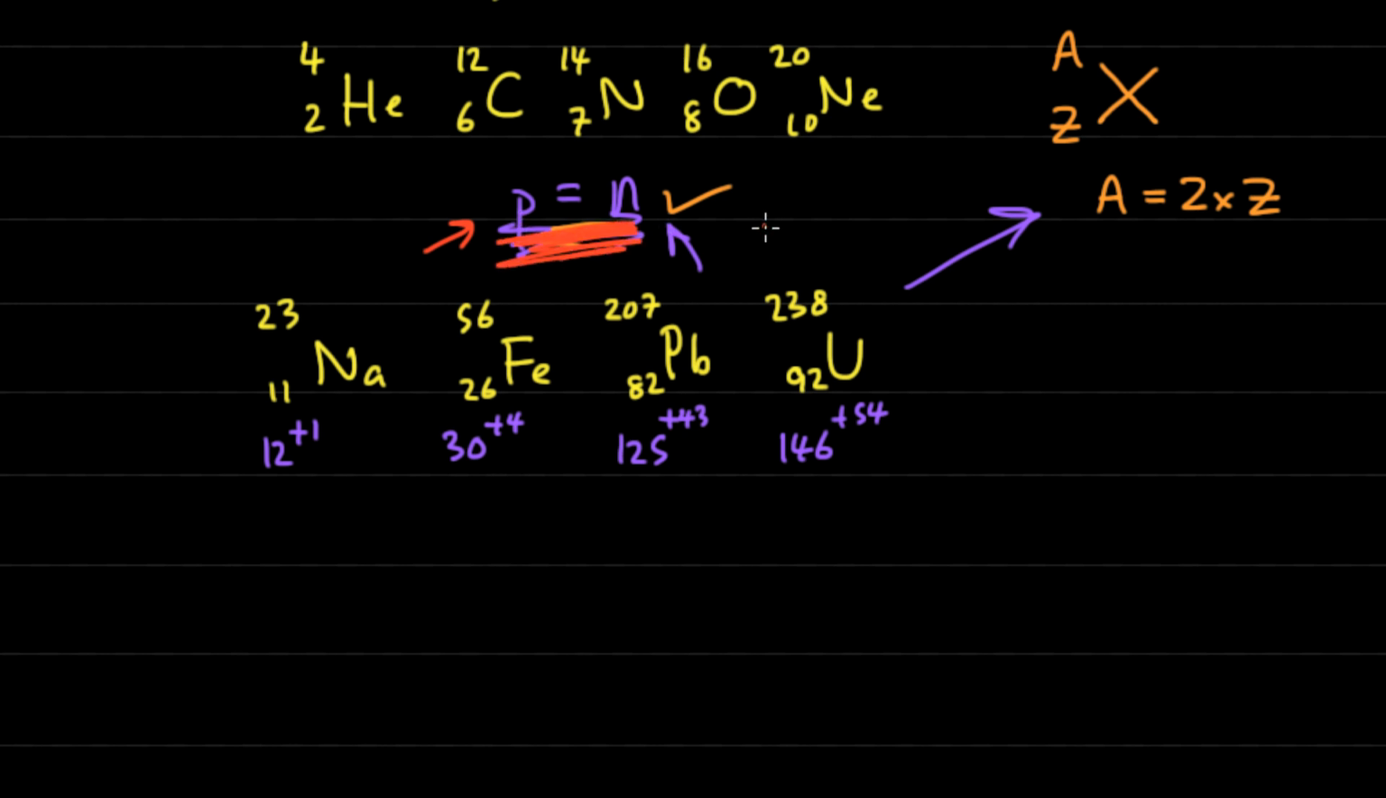Just a couple more things to say before we wrap this one up. Obviously, what we're finding out as we go further and further along here is that the A number is no longer equal to 2 times the Z number. In fact, it's getting significantly greater than 2 times the Z number. That's the first thing we need to say.